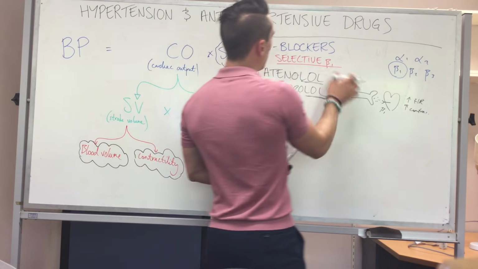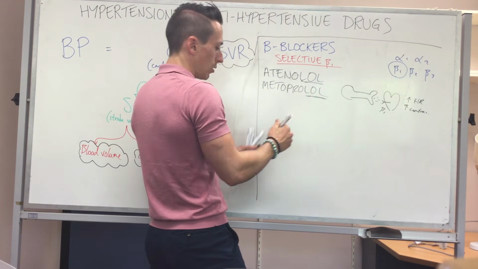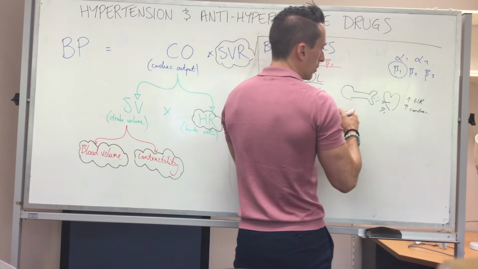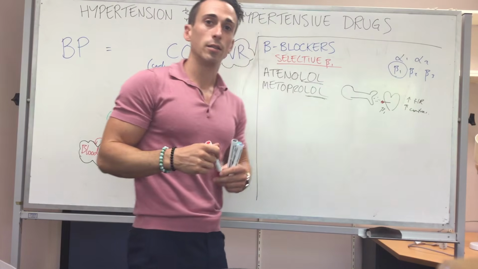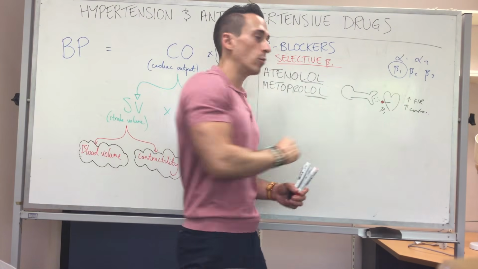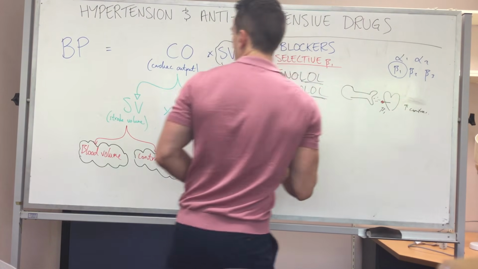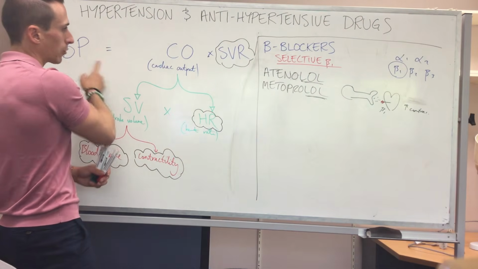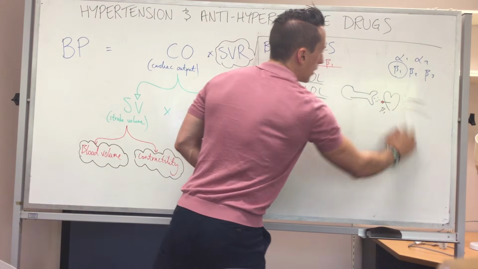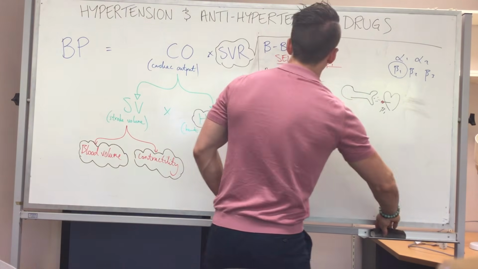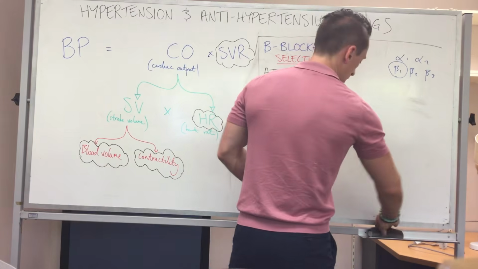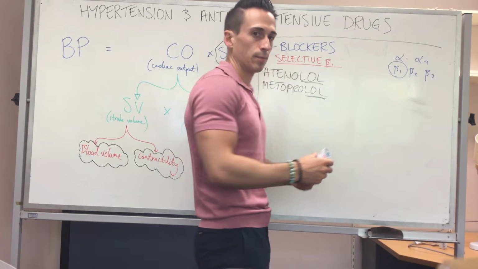If adrenaline or noradrenaline binds to it and stimulates it. Beta blockers such as atenolol and metoprolol will bind to this receptor and antagonize it, which means it does not get stimulated, which means heart rate decreases. If you decrease heart rate, you decrease blood pressure, and contractility decreases, decreased contractility, decreased blood pressure. These are the selective beta blockers.